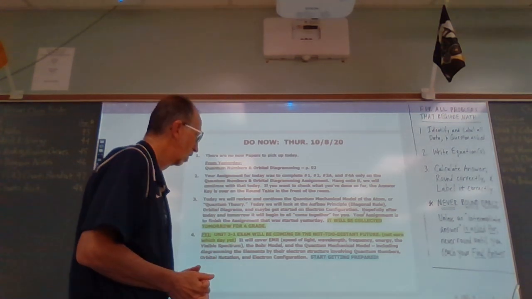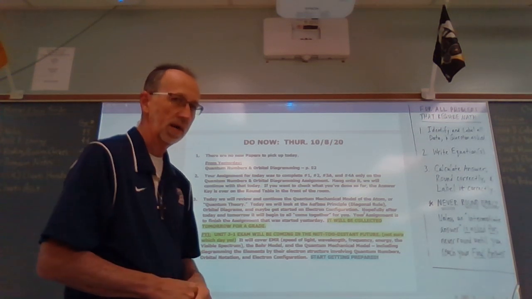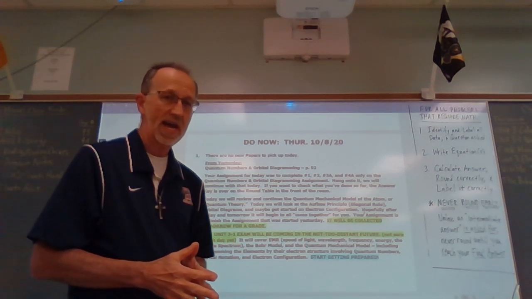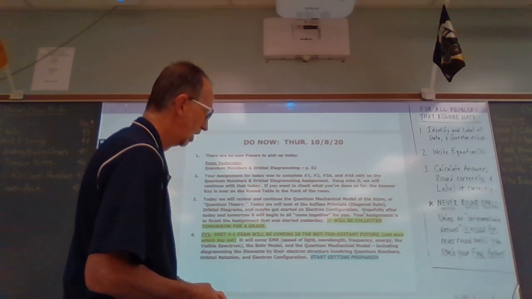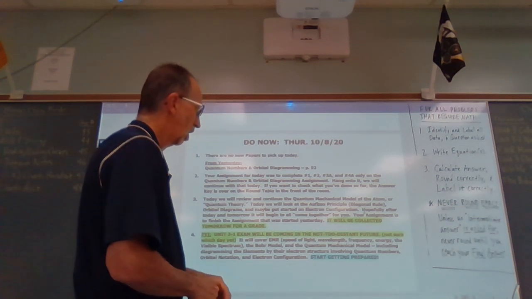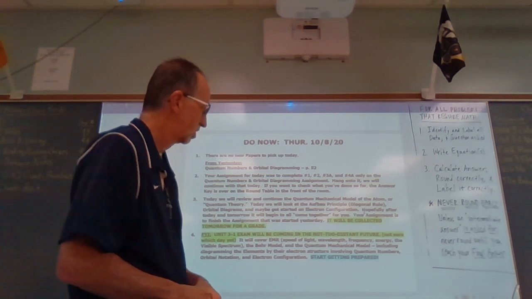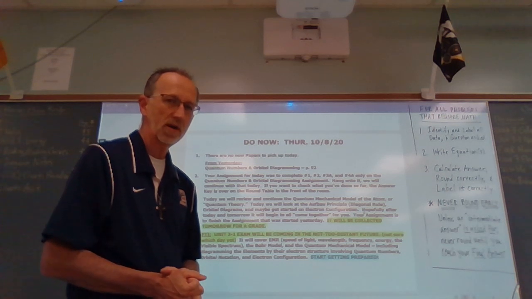So today we'll quickly review and continue the quantum mechanical model of the atom, or quantum theory. We'll look at the Aufbau principle, which is also called the diagonal rule, orbital diagrams, and hopefully get started on electron configuration. Hopefully after yesterday's lesson and today's and tomorrow's, things will start to all come together for you in regards to where we're headed.